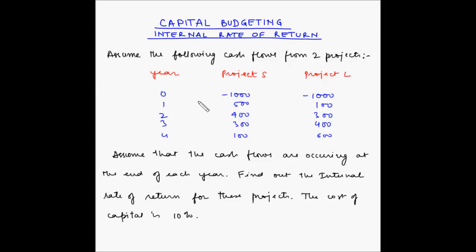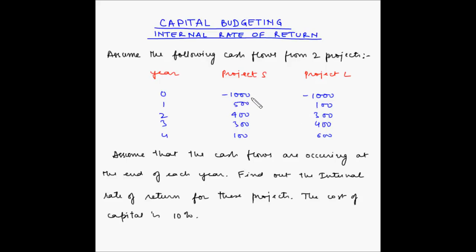In this video of capital budgeting, we'll look at an example of internal rate of return. Assume the following cash flows from two projects. We have been given years up to 4 years, and then we have been given the cash flow for project S and project L. These are all in rupees.